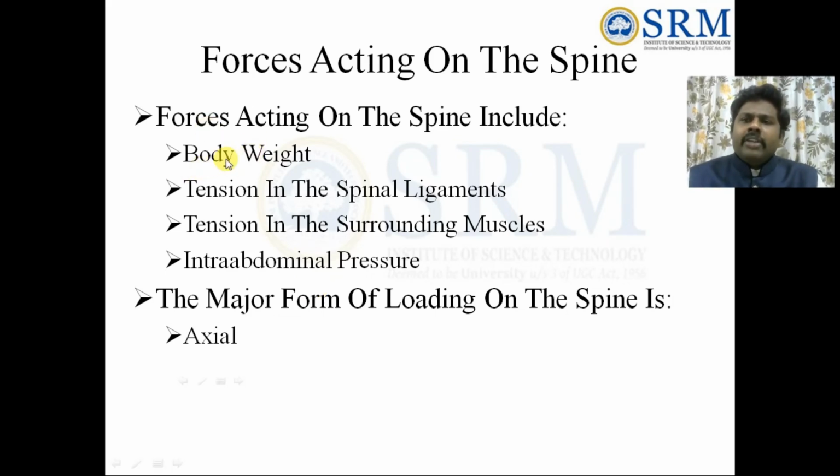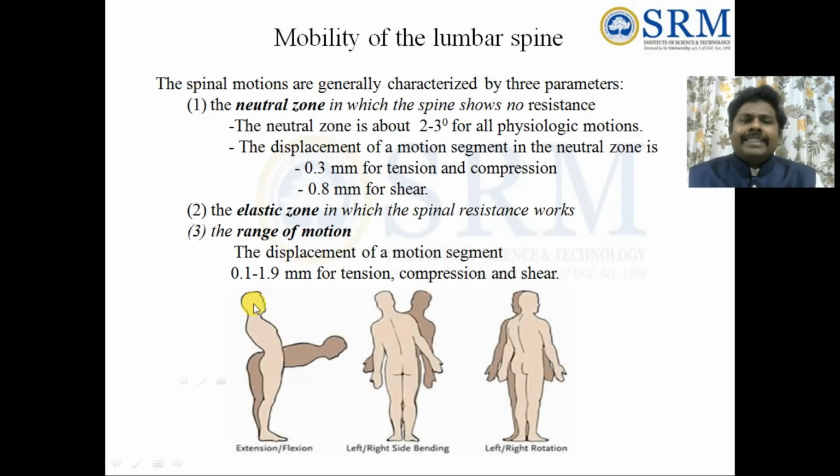The entire body weight is shared by the spine and the spinal ligaments, and after that the muscles and intra-abdominal pressure. These are the various forces which act on the spine. And the major form of loading of the spine is in the axial direction.